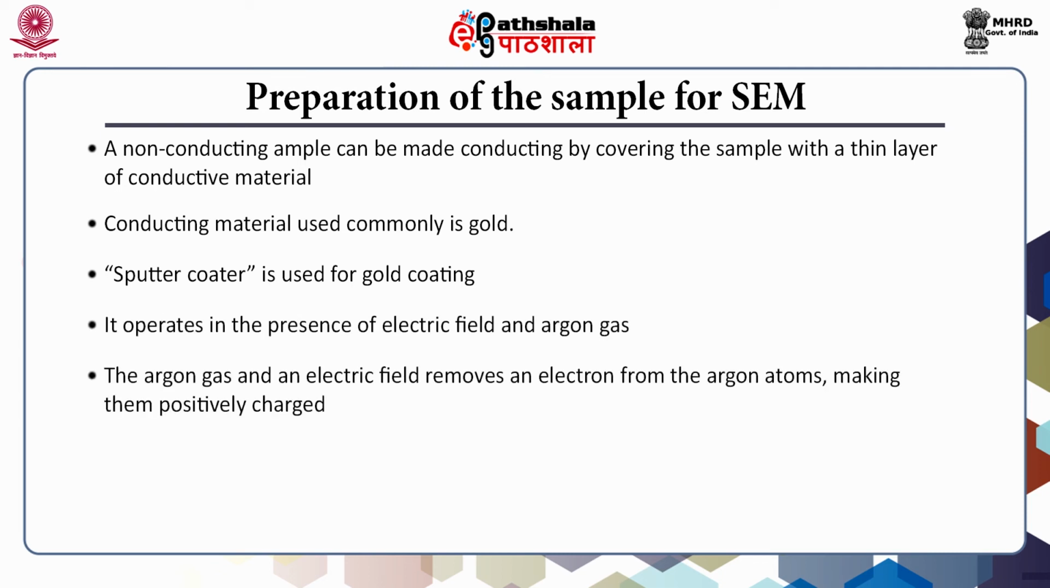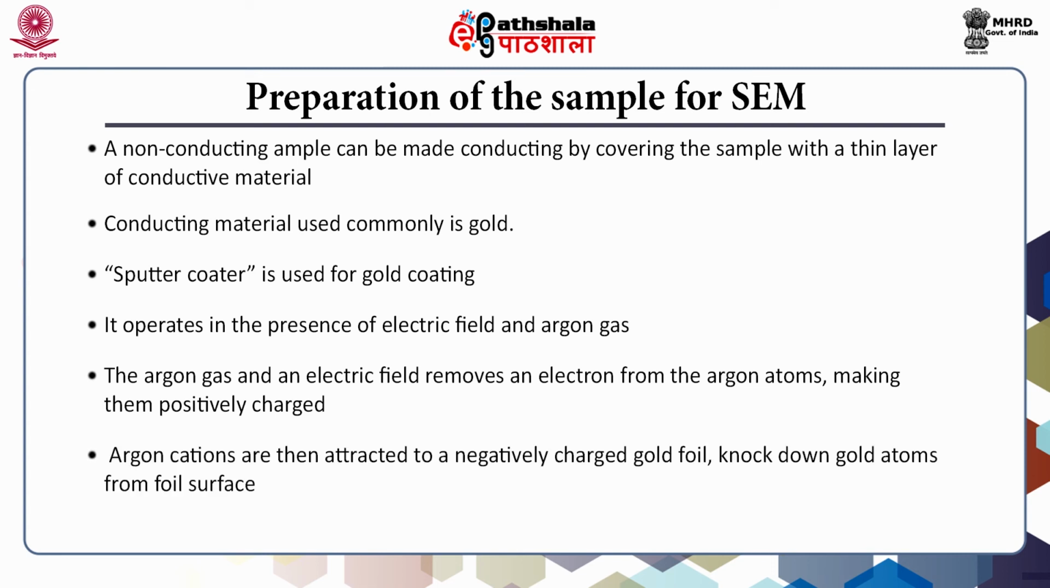Argon gas and an electric field remove an electron from the argon atoms, making them positively charged. The argon cations are then attracted to a negatively charged gold foil, where they knock down gold atoms from the surface of the foil. The gold atoms therefore settle on the sample surface to produce a gold coating.